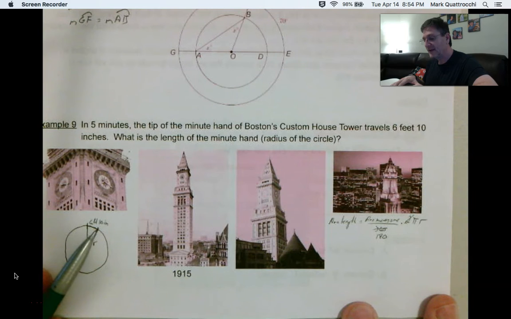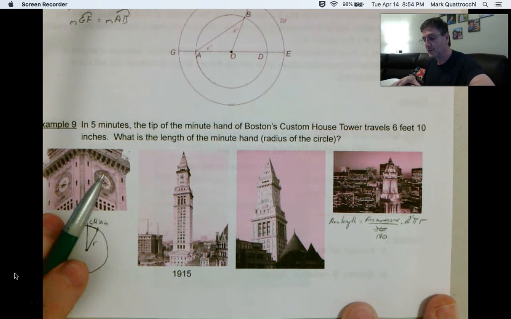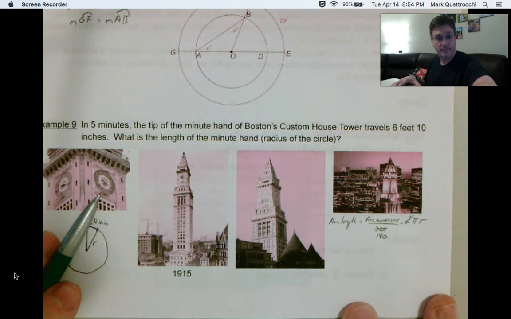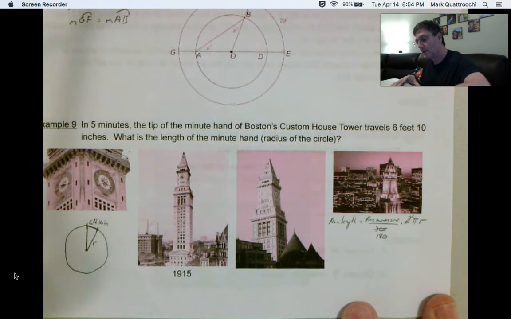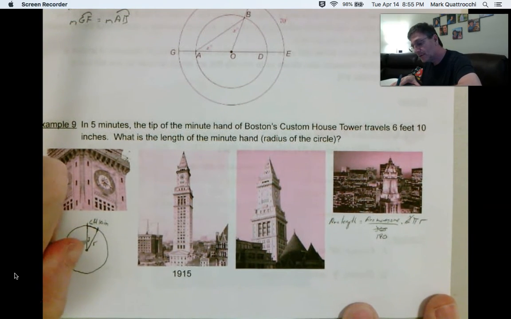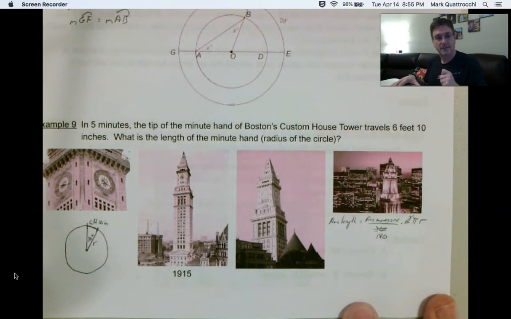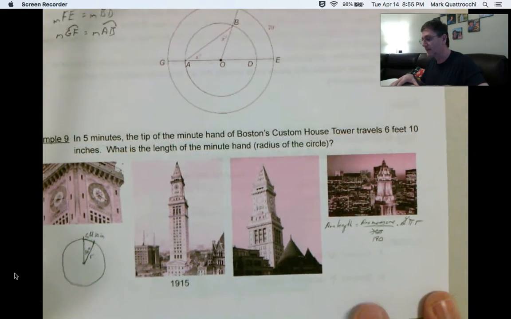Okay, if this is 5 minutes, 5 minutes from 12 to 1, the 1 to the 2, the 2 to 3, it's 5 minutes. How many of those are there? There are 12 of them. There are 12 5 minutes in an hour. 12 times 5 is 60. Okay, so if we take 360 degrees and divide that by 12, so 360 divided by 12 is 30 degrees. So this is a 30-degree arc.